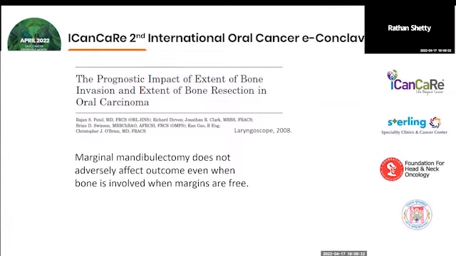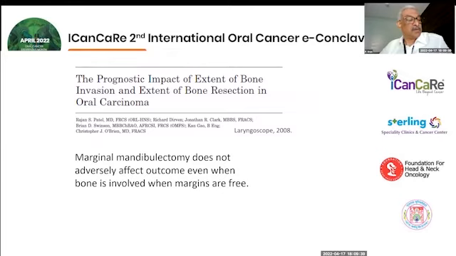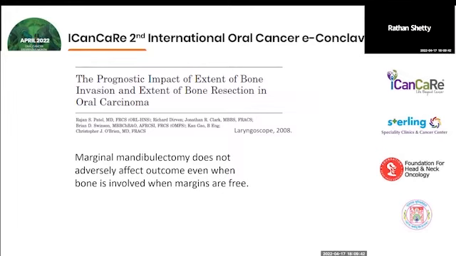My decision regarding whether to do a marginal or a segmental is preoperative, not intraoperative. So if I find that there is bone loss on imaging, it is safer to do a segmental mandibulectomy rather than a marginal mandibulectomy. Right. So my decision is made preoperatively, not intraoperatively, because there is no real way of knowing whether the margins are negative or not, because frozen section cannot be done on bone. We can send the margin sampling, but Dr.